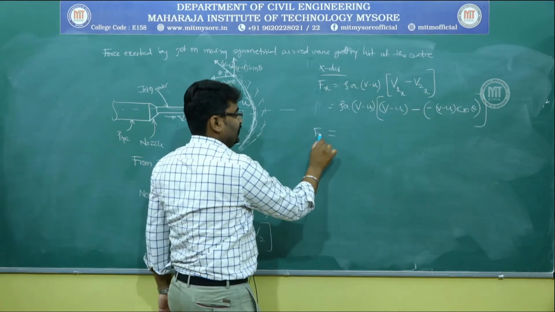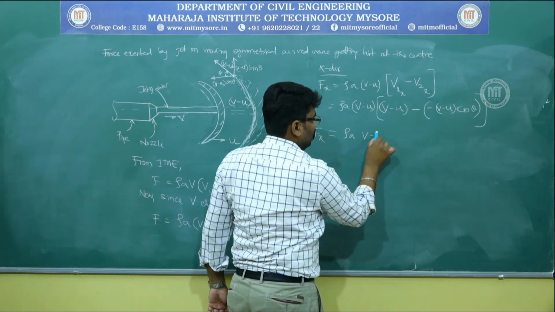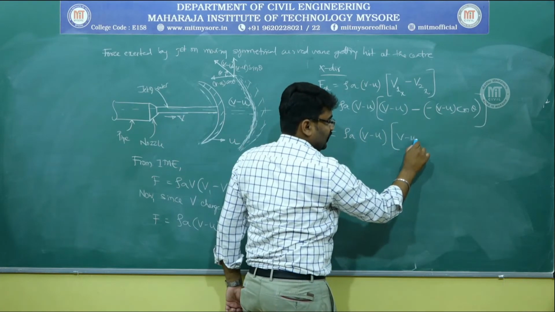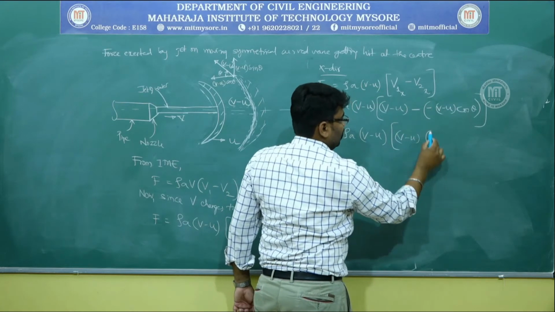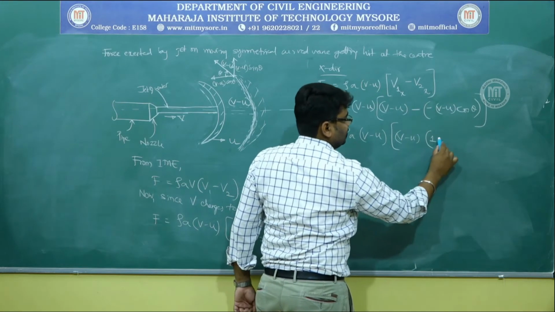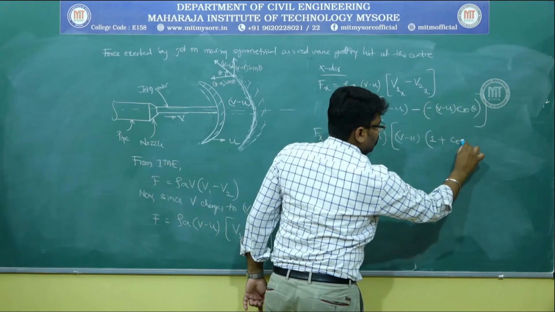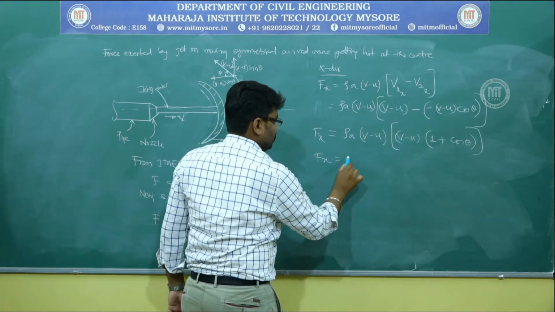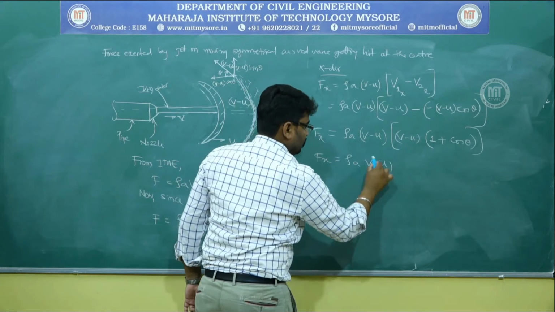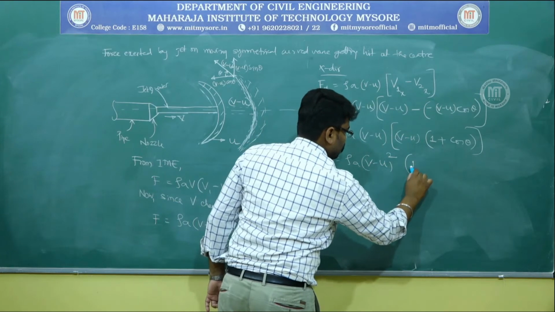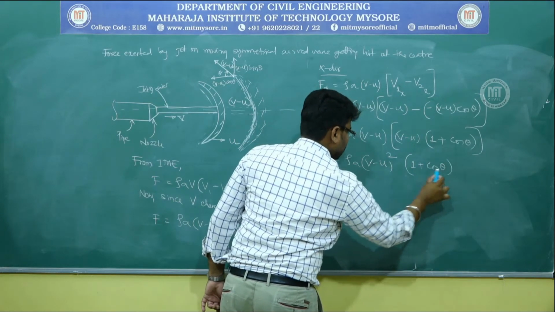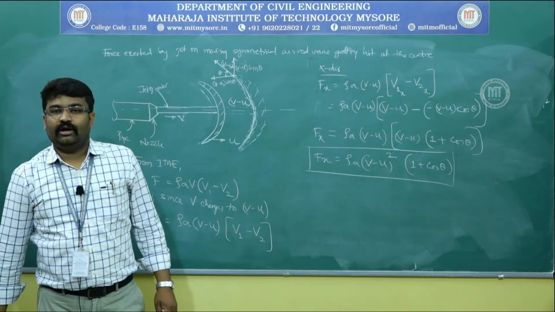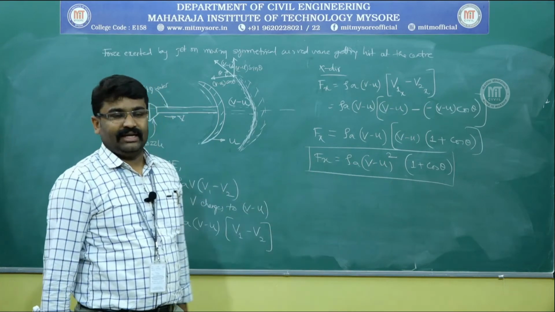So on simplification, this becomes rho a into v minus u. Again, from these two terms, v minus u can be taken as a common factor, and then 1 minus of minus is plus cos theta. So Fx is rho a into v minus u whole square into 1 plus cos theta. This is the force exerted by the jet on the moving curved vane in x direction.